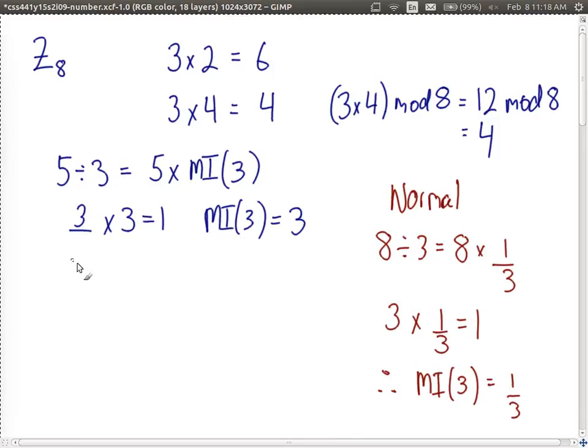Therefore, 5 divided by 3, continuing, is 5 times the multiplicative inverse of 3, which is also 3, which is 15, which is 7. 5 times 3, mod 8. Remember, we do the mod 8 at the end. For multiplication and addition, just do the mod 8 at the end. Easy to solve. 5 divided by 3 equals 7.